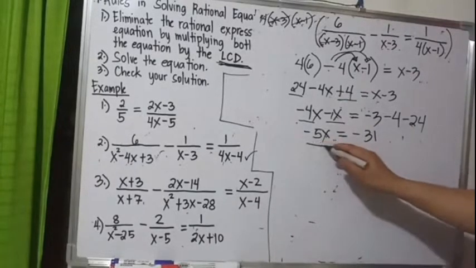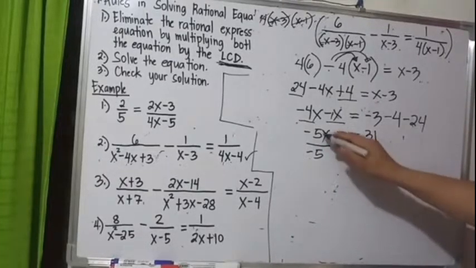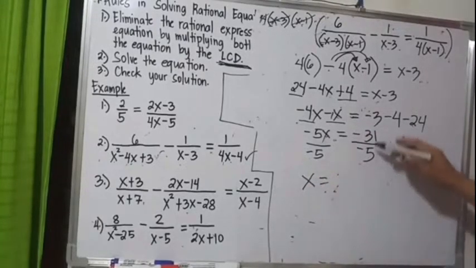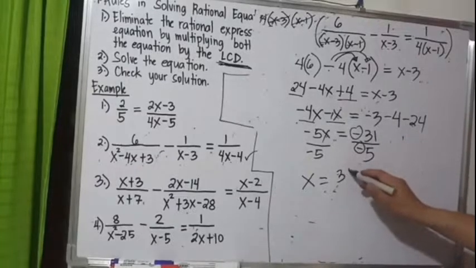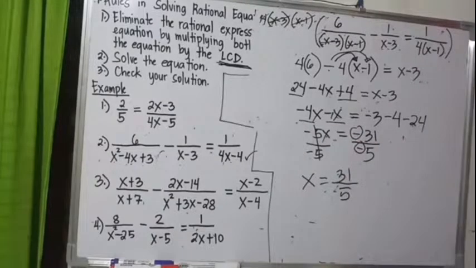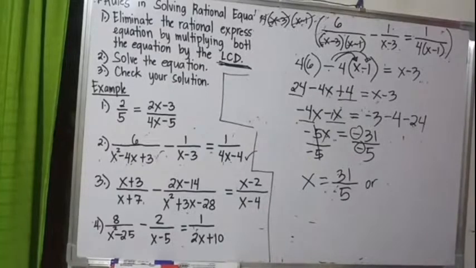Then divide both sides by negative 5. So what is the value of x? Our x is negative divided by negative, which becomes positive 31 over 5. The negatives are eliminated. Okay, so our answer is 31 over 5. 31 over 5 in exact form. In decimal form, that is 6.2.